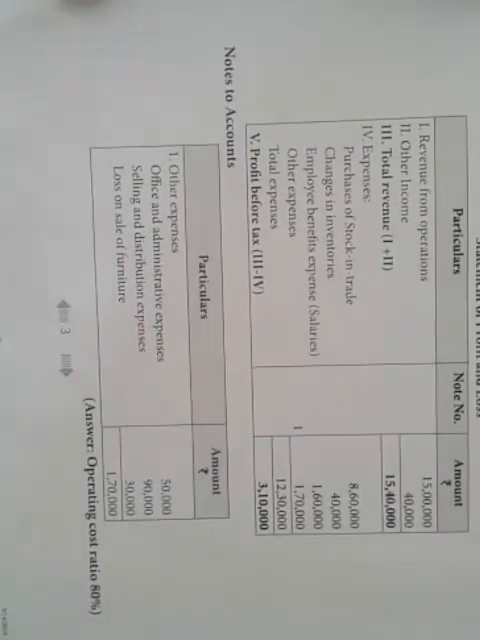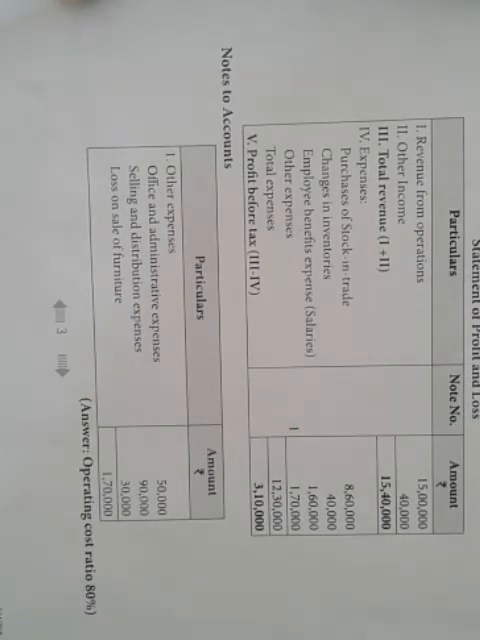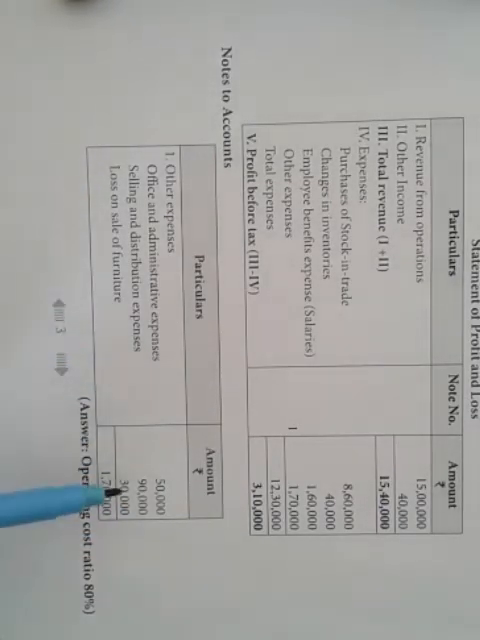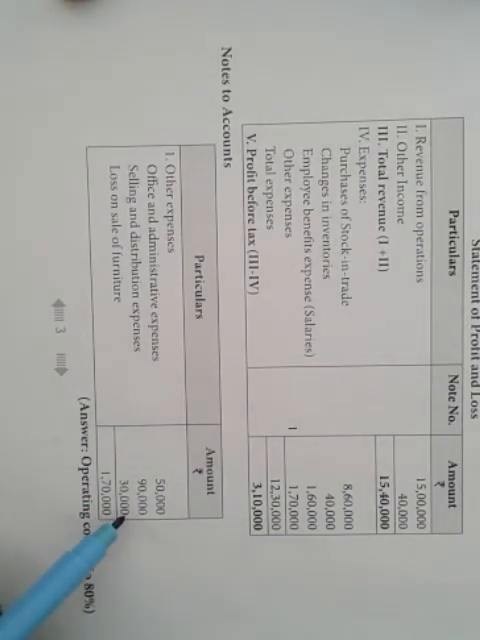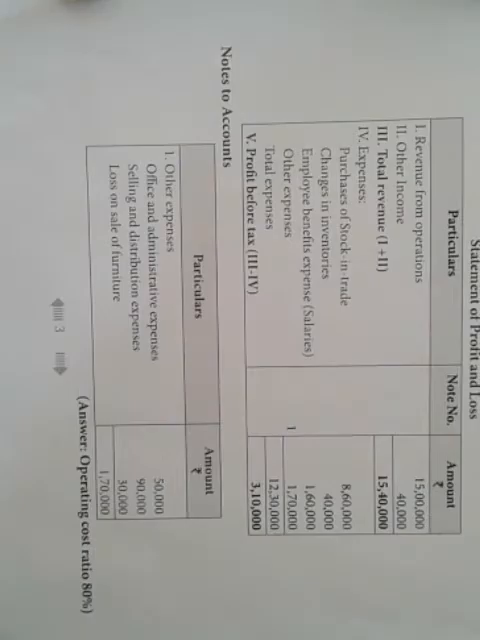Notes of accounts given, that is particulars and amount. Other expenses includes office and administrative expenses 50,000, selling and distribution expenses 90,000, loss on sale of furniture 30,000, that is 1 lakh 70,000. In the other expense, other details here. Now we can move to the problem. We have to find out the operating cost ratio.